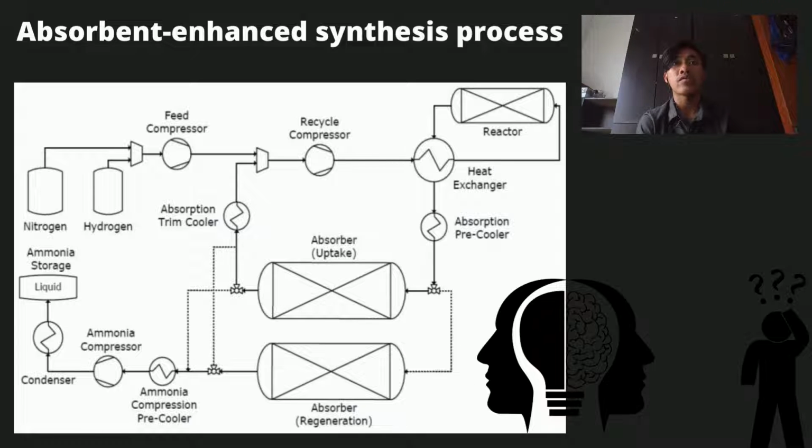The absorber influent, which consists primarily of nitrogen and hydrogen with some unabsorbed ammonia, is then cooled to ensure the recycle compressor operates safely, as its discharge temperature cannot exceed 150 degrees Celsius. The fresh feed is mixed with these gases.